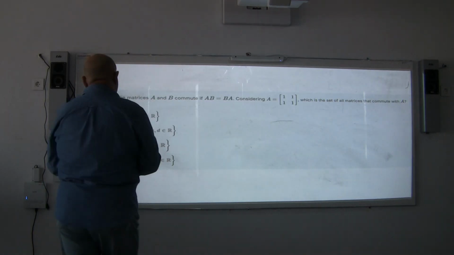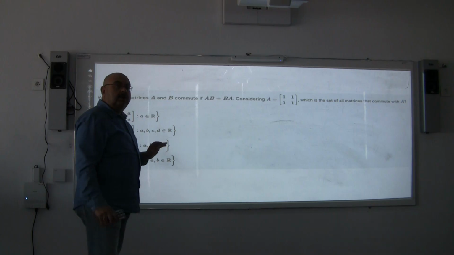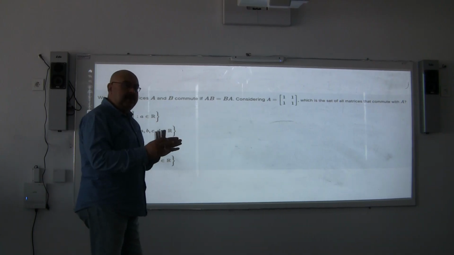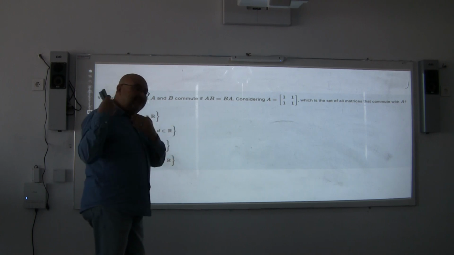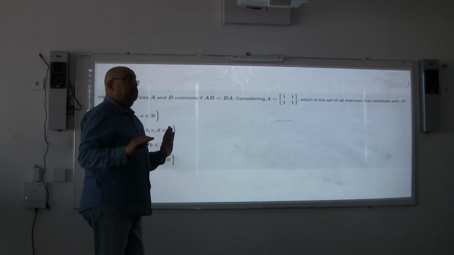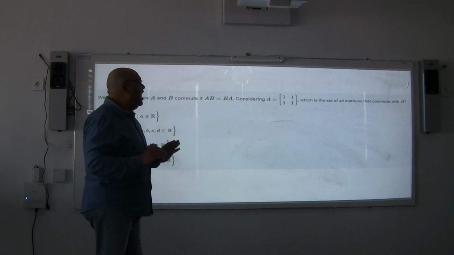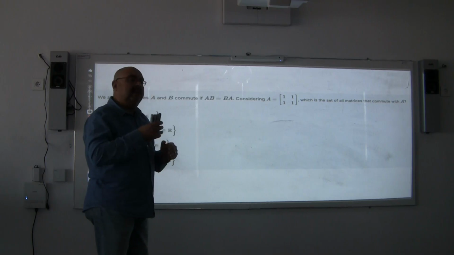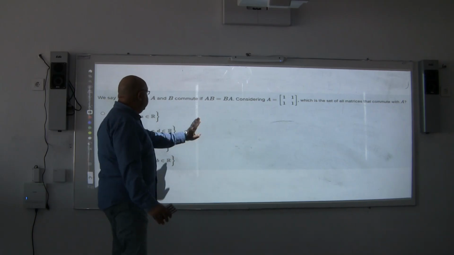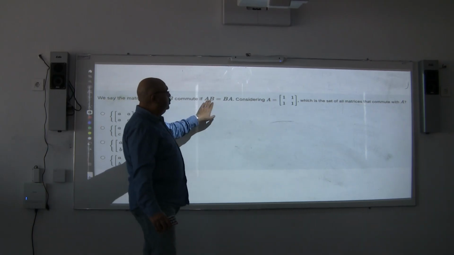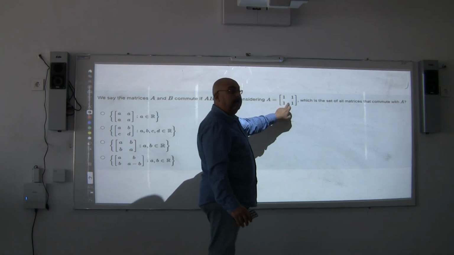Here he is asking you, we say matrices A and B commute. What does commute mean? It means I can change their order: AB will equal BA. That definition we already know from the previous slides. In general, they are not equal to each other because multiplication of matrices is not commutative. But if they commute, I will say they are commuting matrices. So we already know that A and B are commuting matrices. Considering this is A, which is 1, 1, 1, 1.